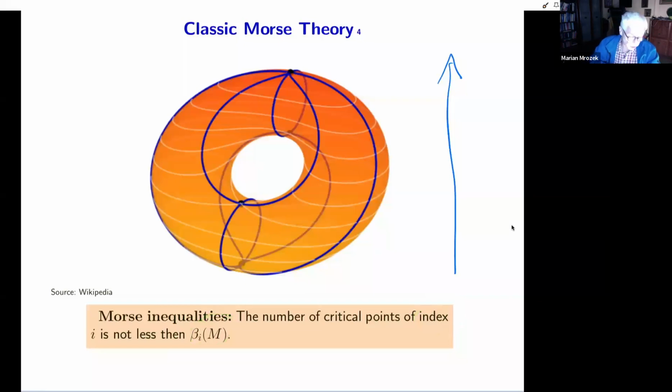You recall from my previous talk that the Betti number is a topological invariant, which roughly speaking measures the number of ith dimensional holes in the space. So in the case of the torus, you have Betti number 2 in dimension 1, and it corresponds to 2 critical points, one here, with a one-dimensional unstable manifold.